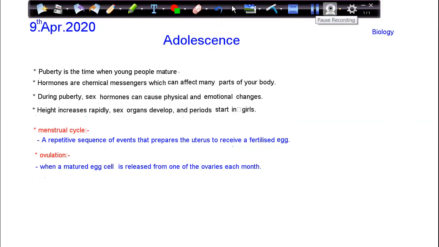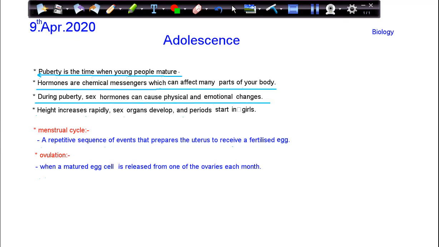Now let's go to the summary of the lesson. I need you to write these notes in your notebook, please. Adolescence. Puberty is the time when young people mature. Hormones are chemical messengers which can affect many parts of your body. During puberty, 6 hormones can cause physical and emotional changes. Height increases rapidly, 6 organs develop, and periods can start in girls.